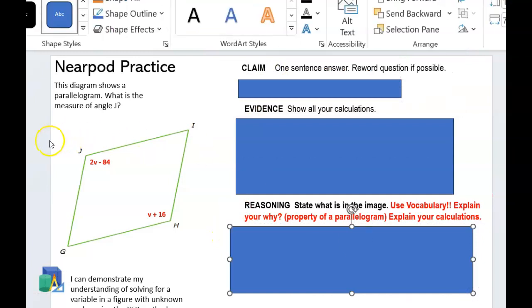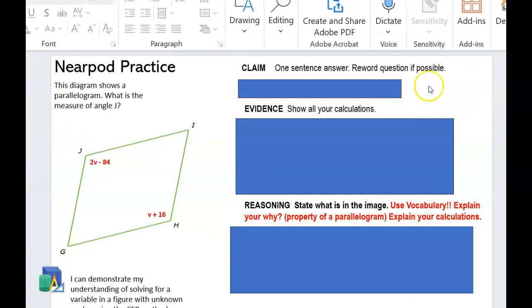Alrighty, and so we want to take a look at our image. We have an image of a parallelogram, and the question this time is saying, hey, you have a parallelogram. That means that I could use those four properties that we just reviewed. If I look at the picture of my parallelogram, they're giving me opposite angles.